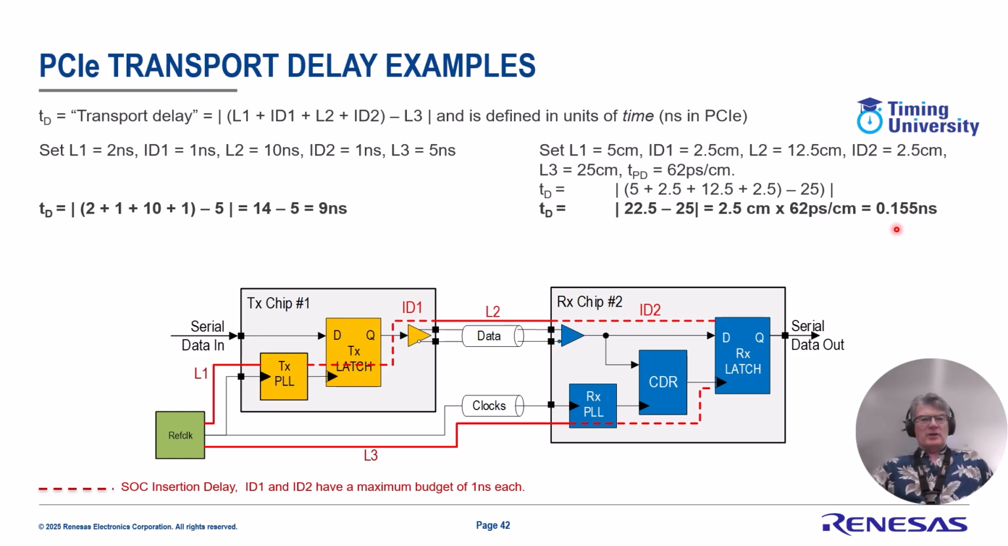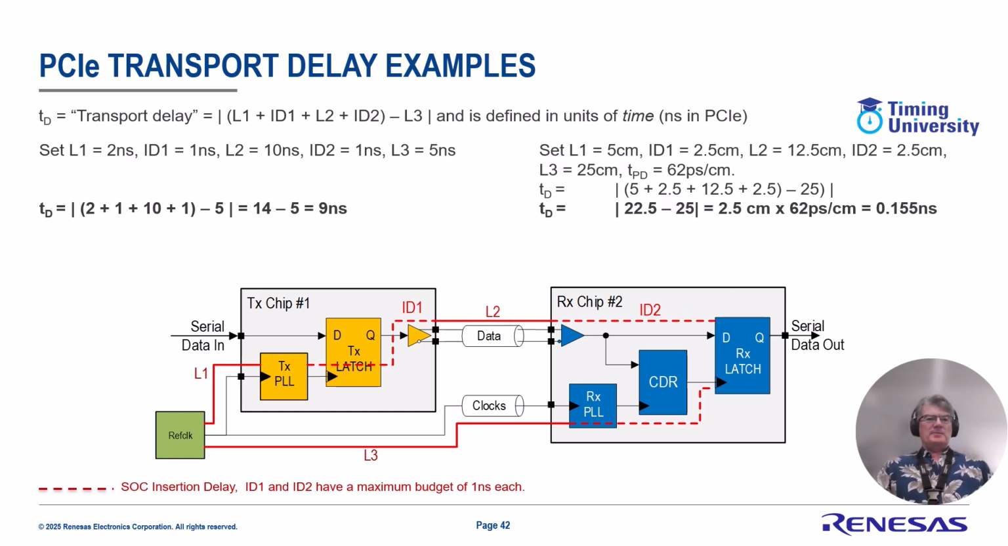Just a piece of history. Originally, PCIe had a transport delay default of 10 nanoseconds. And then how it got to 12 is they left the 10 nanoseconds of routing, but they just added in the insertion delay of the transmitter chip and the receiver chip, limiting them to 1 nanosecond each. So you had 10 plus 1 plus 1 is 12, which is the current specification, which includes the insertion delays.